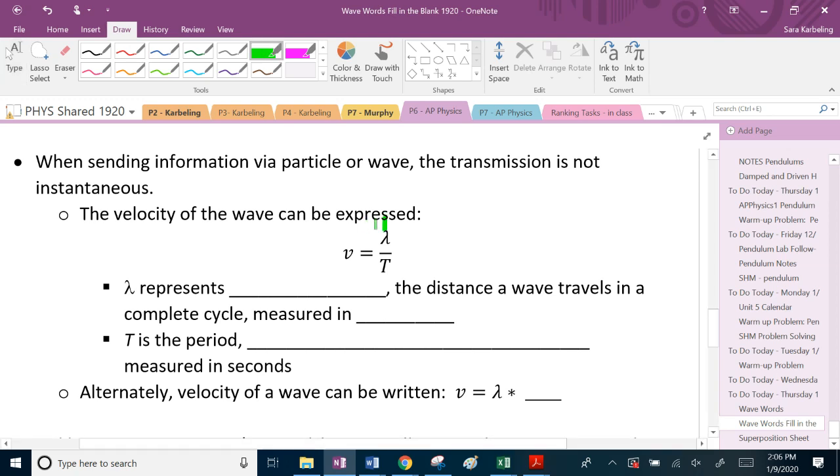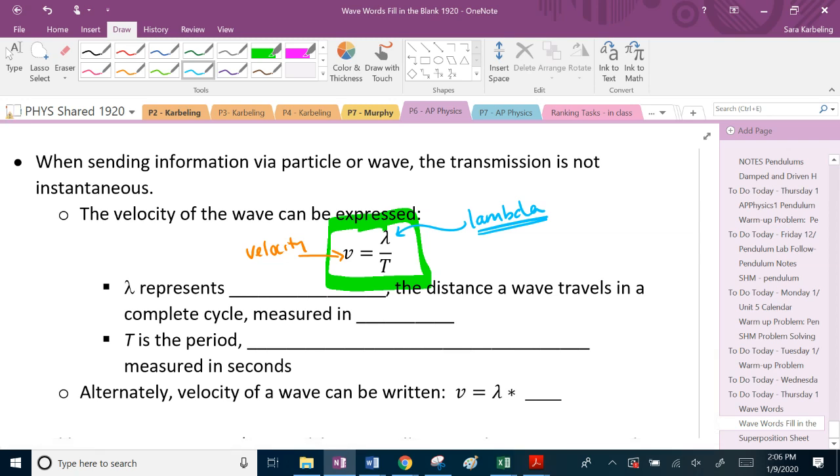So here is the equation itself. The velocity of the wave is v, right? That seems to correspond to what we've talked about before. What's this thing? Lambda. Lambda is the way with Roman letters that one would spell the Greek letter lambda. It's right up there next to kappa and mu. This is little lambda. Lambda represents blank, the distance a wave travels in a complete cycle. You know what that is now? Wavelength.